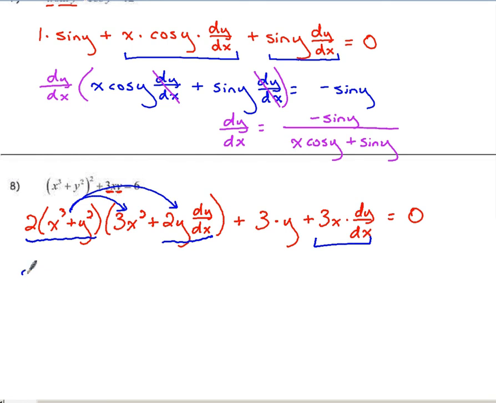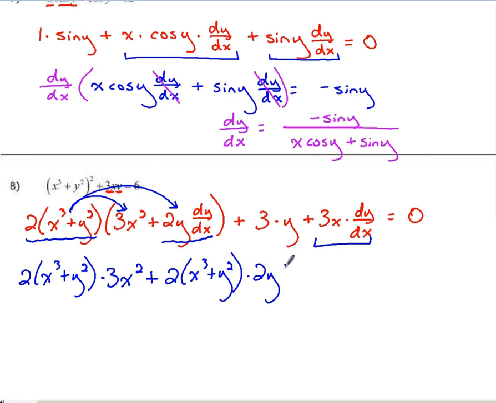So when you multiply it out, you got the 2x cubed plus y squared that's being multiplied through first to a 3x squared. But then second, as we add on here, we're taking that 2x cubed plus y to the second, and we're multiplying to the second piece here, which is a 2y dy/dx. There's that distribution. We bring along the other pieces. We got a 3y, we got a 3x dy/dx.